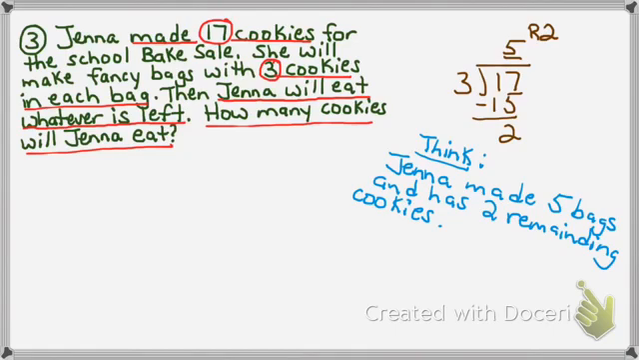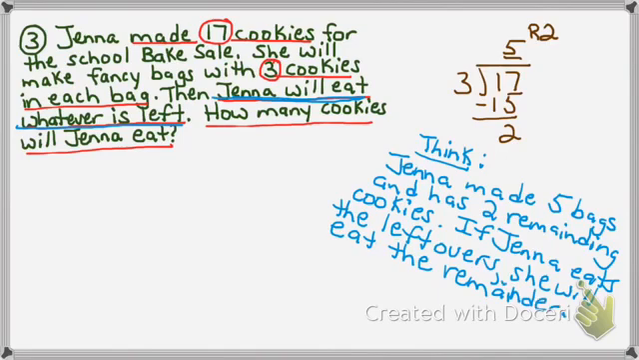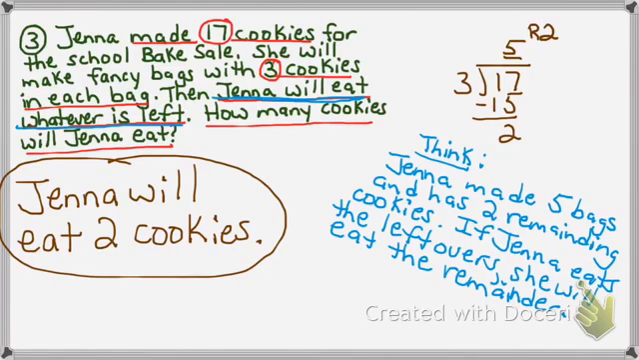The question wants to know how many cookies Jenna will eat. If Jenna eats the leftovers, and that's what it says in my question, then she will eat the remainder of what's left over. And I know the remainder is 2, so Jenna will eat 2 cookies. And that's my final answer.